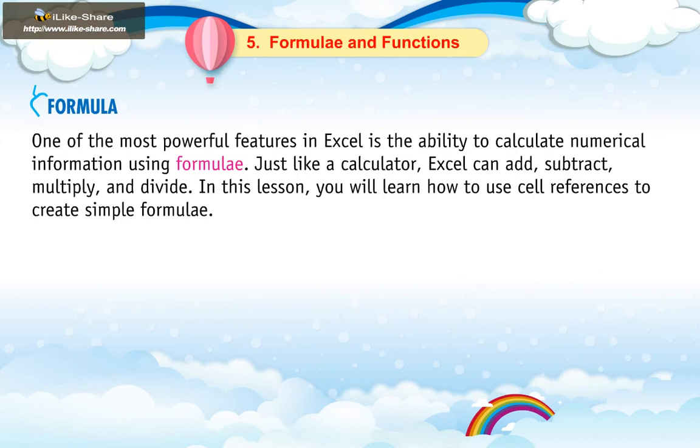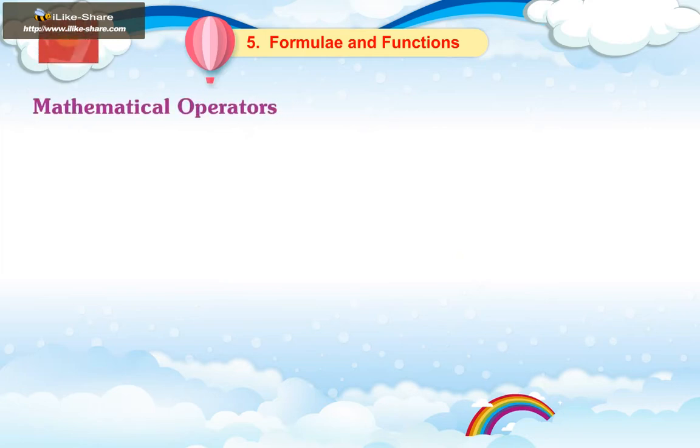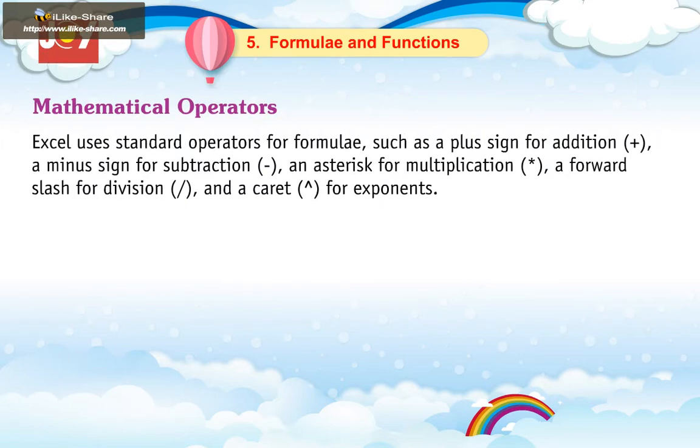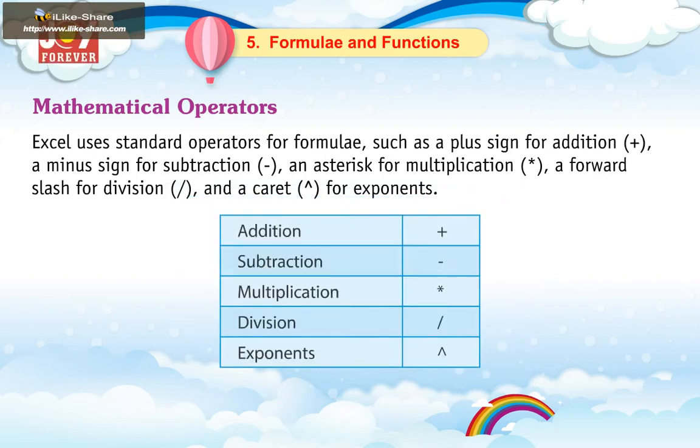Just like a calculator, Excel can add, subtract, multiply, and divide. In this lesson, you will learn how to use these cell references to create simple formulae. Mathematical operators. Excel uses standard operators for formulae such as a plus sign for addition, a minus sign for subtraction, an asterisk for multiplication, a forward slash for division, and a caret for exponents.